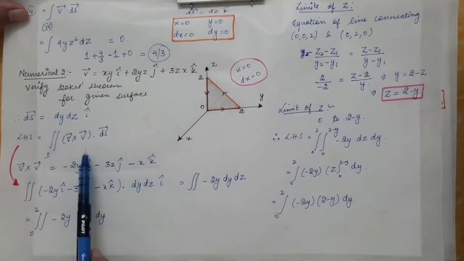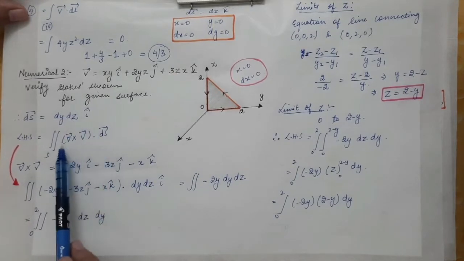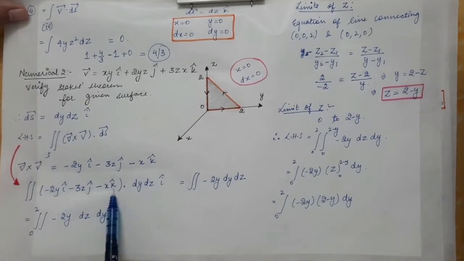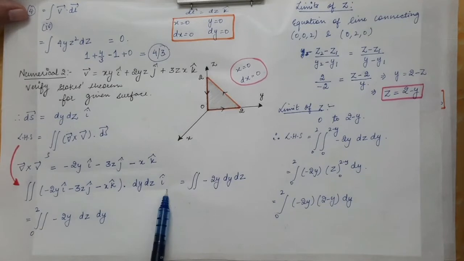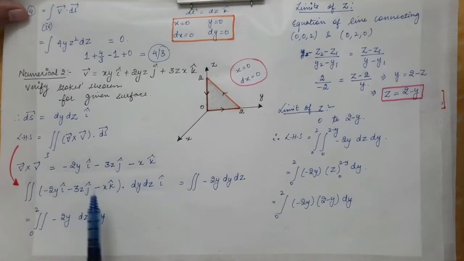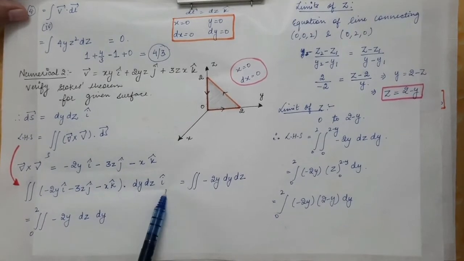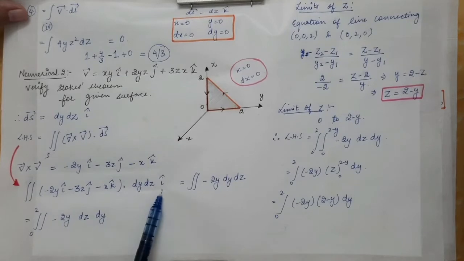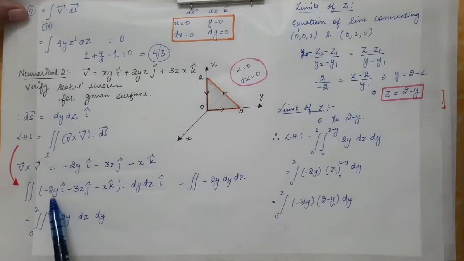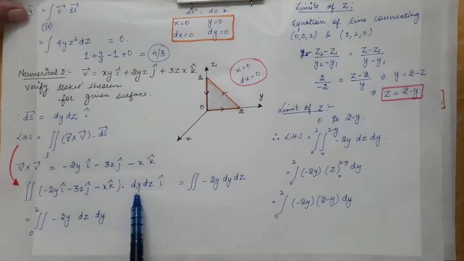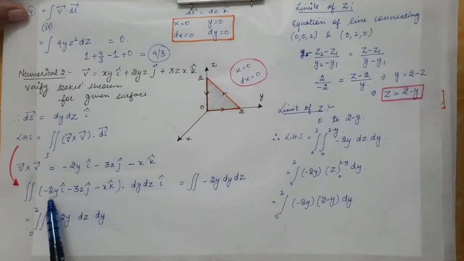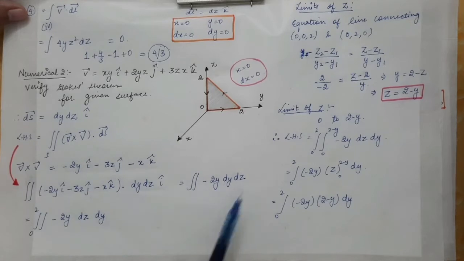So we will put these values of curl of v and ds vector in this integral. This left hand side will be equal to the double integration curl of vector v dot product with ds vector, and ds vector we have taken as this expression dy into dz i cap. Now over here we do not have any y or z component, we have only the x component. So on solving the dot product, you will get double integration of minus 2y into dy into dz.